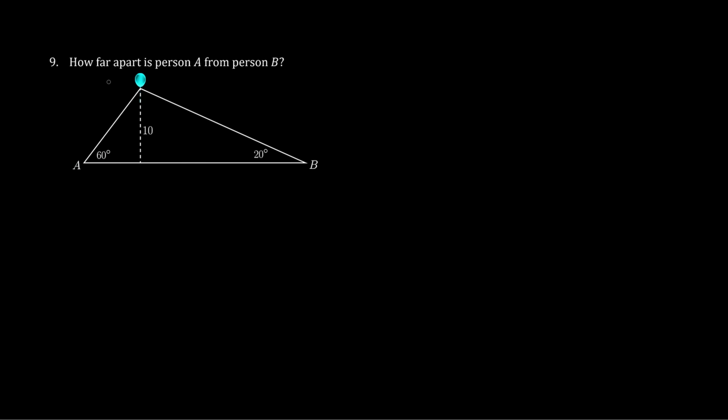Let's continue using SOH CAH TOA to figure out these triangle problems. SOH CAH TOA. How far apart is person A from person B? So this is one person here, another person is here. Let's call this X and let's call this part Y. From here to here.